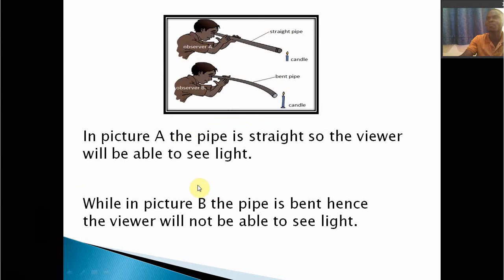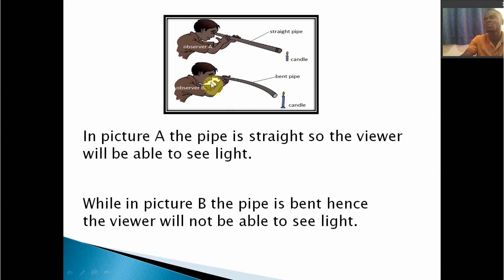Are we together? Let's go on and also look at this picture here. We have an observer, or the viewer, in picture A, and we have an observer in picture B. What is this observer holding? He's holding a straight pipe. Yes, and what is this? This is a candle. So this observer here will be able to see this light. Why? Because light travels in a straight line, and so if you place this pipe onto your eye and look at the candle, you'll be able to see it.